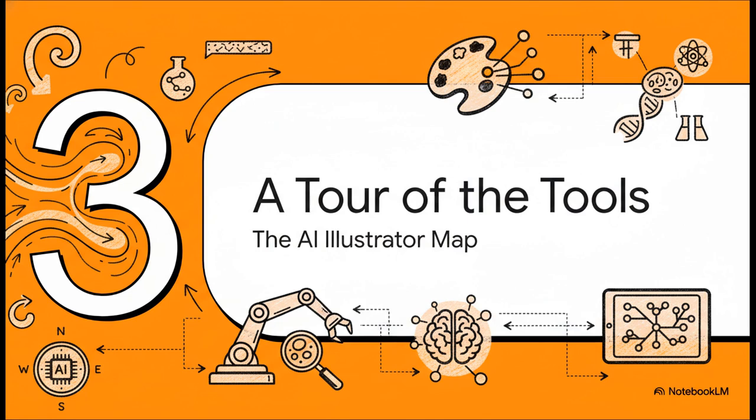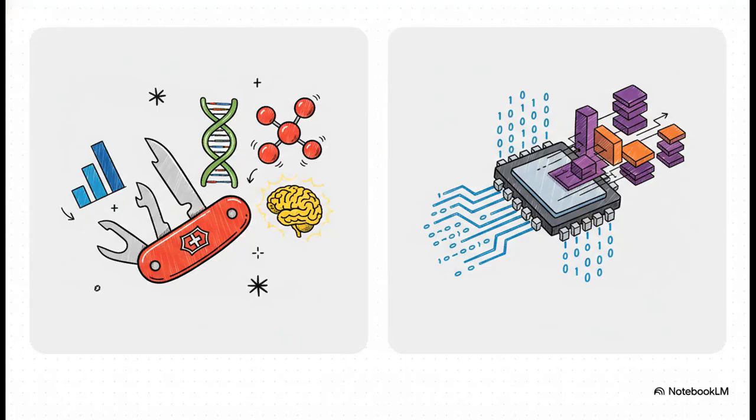Okay, so let's say you're convinced. The benefits are obvious. But where do you even start? There are so many tools popping up. Well, that's what this next section is all about. We're going to take a tour of the tools, and I'll break them down into a few main types to give you a clear map of the whole landscape. You can basically group most of these tools into a few key categories.